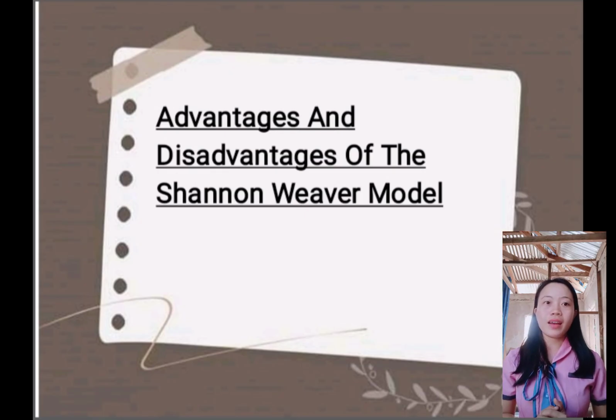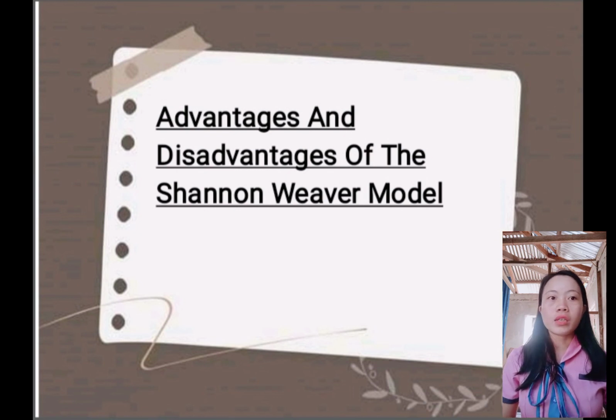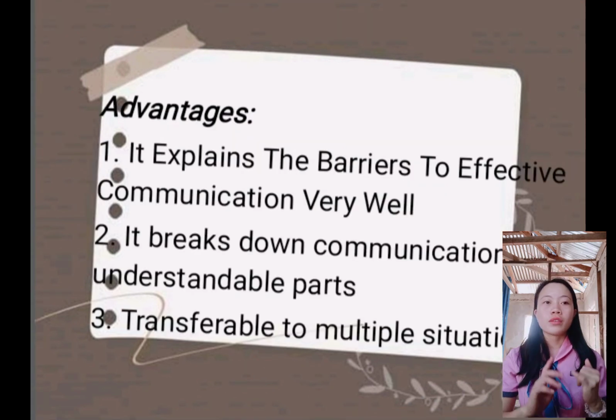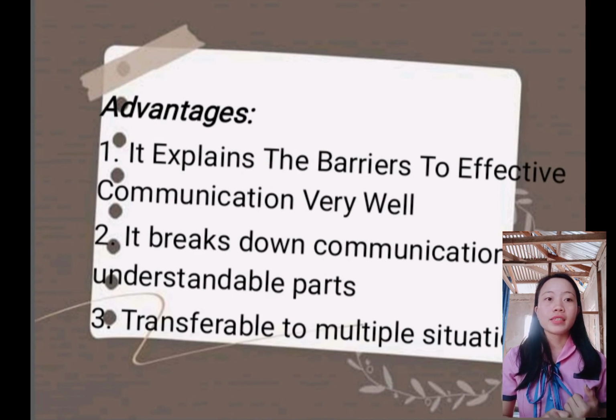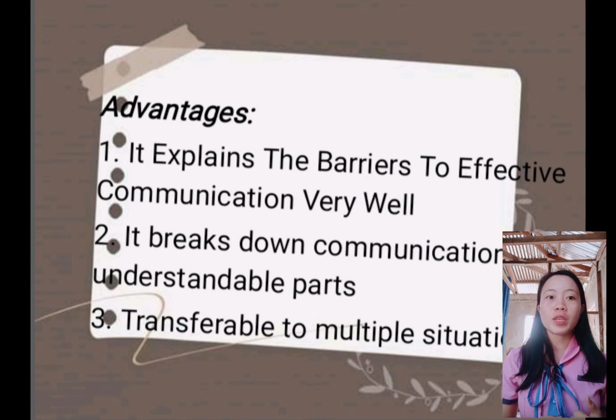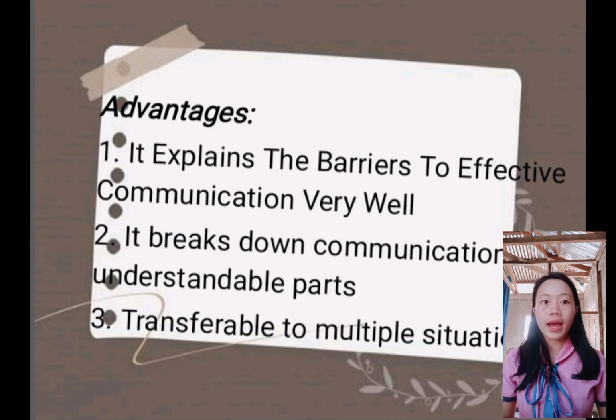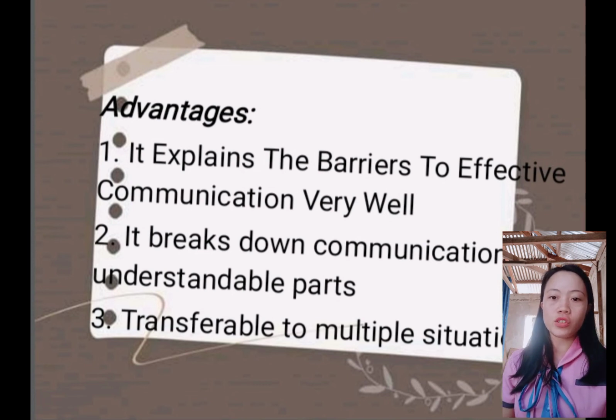So let's move on to the advantages and disadvantages of the Shannon-Weaver model. The Shannon and Weaver model of communication has many pros and cons. Here are a few. Advantages. First, it explains the barriers to effective communication very well. The Shannon-Weaver information theory was revolutionary because it explains the concept of noise in detail. It shows how information is interrupted and helps people identify areas for improvement in communication.